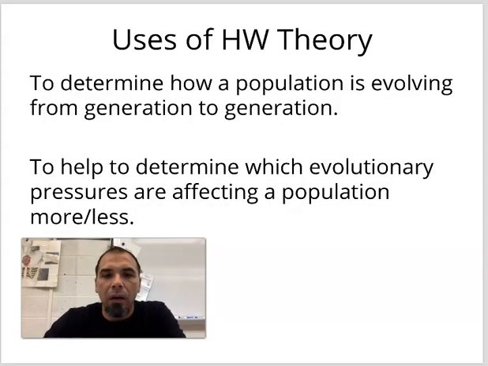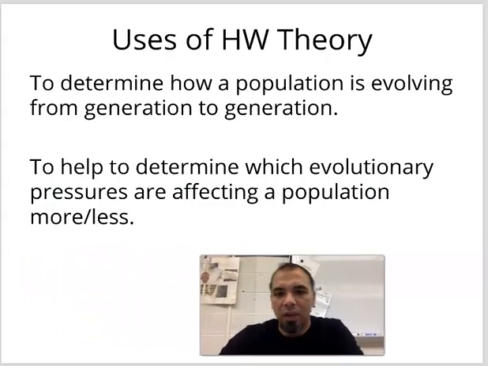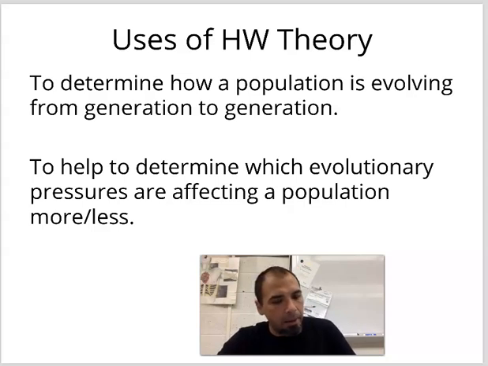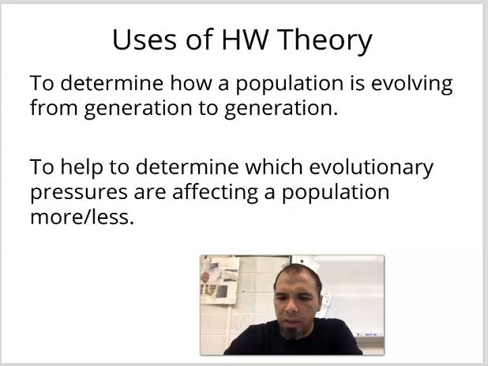So when we talk about Hardy-Weinberg theory, it determines how populations evolve from generation to generation. It helps to determine which evolutionary pressures are affecting a population more or less. So again, this is just a mathematical way to test or determine how a population is evolving. This was a quick one. I'll have supplemental videos for Hardy-Weinberg when we get to that point in class. So hopefully you found that helpful.